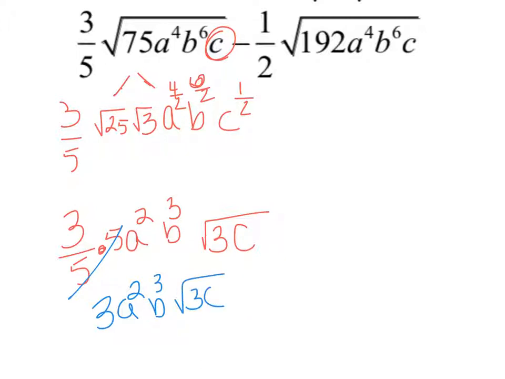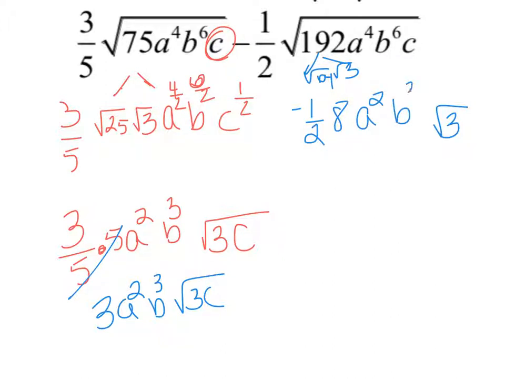Now I'm going to simplify the next radical. I have a -1/2 already. I'm going to break up 192. That breaks up into 64 and 3. So I'm going to take the square root of 64 to get 8, and then the radical 3 kind of stays. The a to the 4th will reduce just like the other one, and the b to the 6th the same way, and that c is going to be trapped again. These will reduce now to 1 and 4. So I have -4a squared b cubed radical 3c.